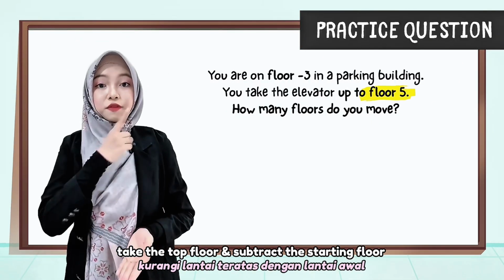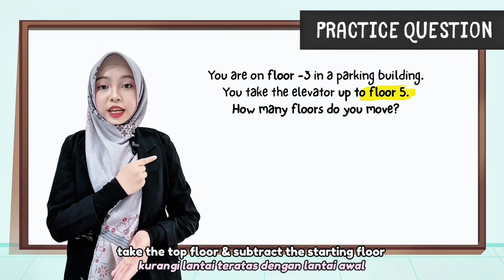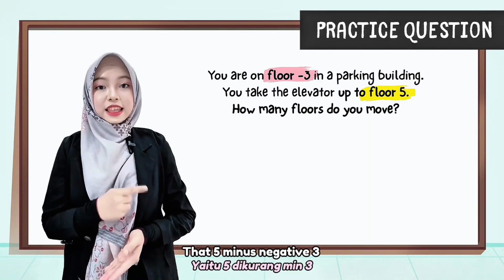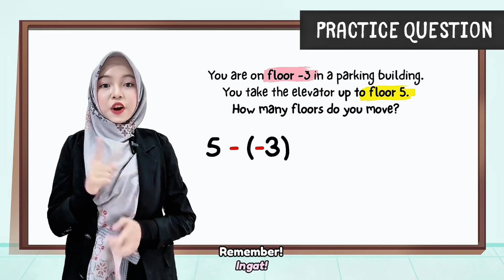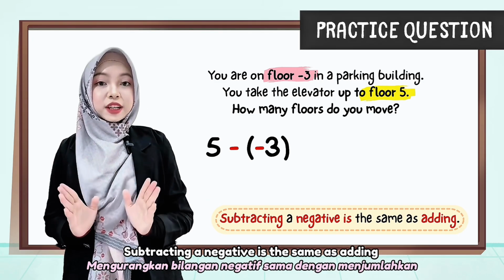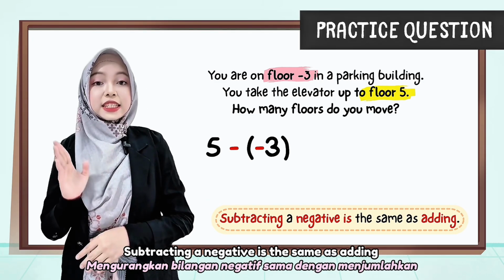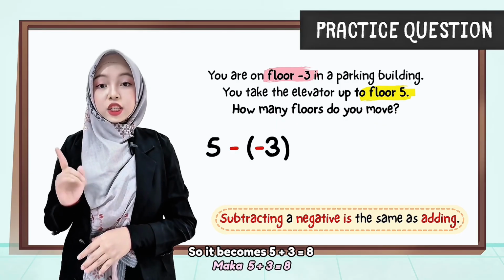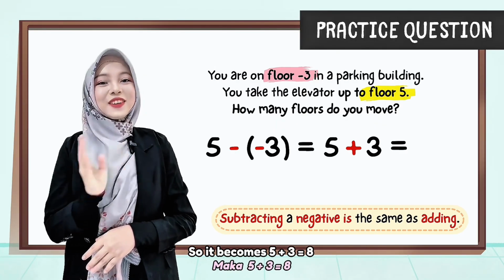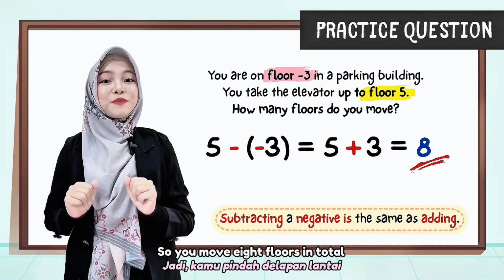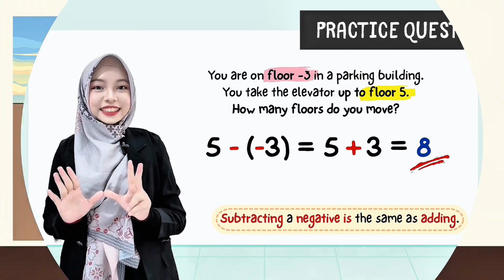We take the top floor and subtract the starting floor. That's 5 minus negative 3. Remember, subtracting a negative is the same as adding. So it becomes 5 plus 3 equals 8. So you move 8 floors in total.